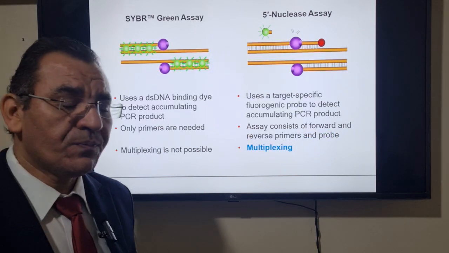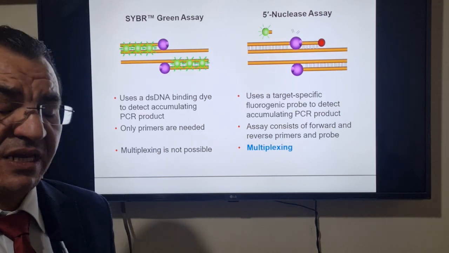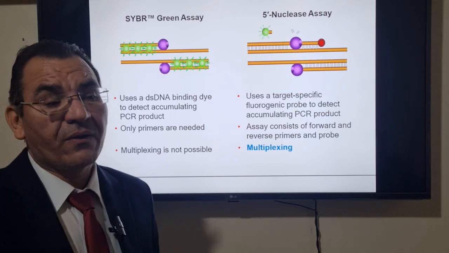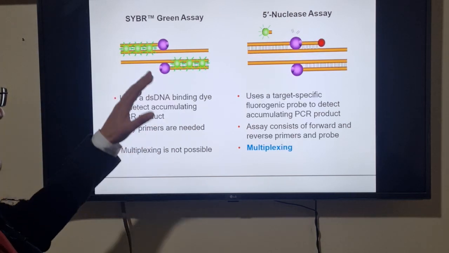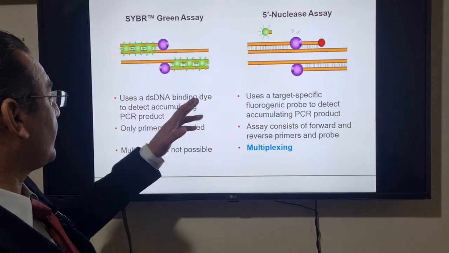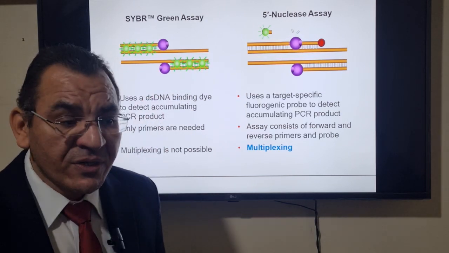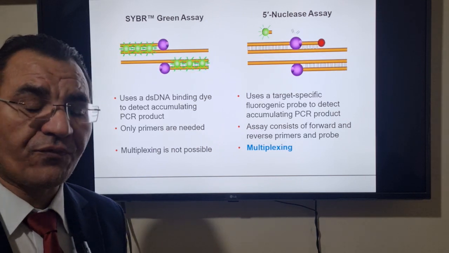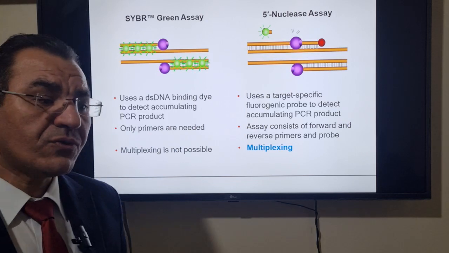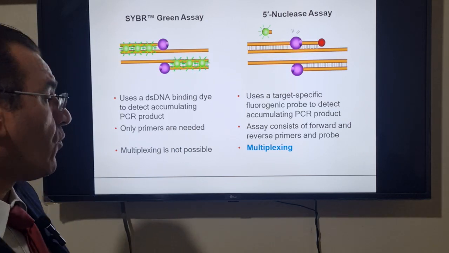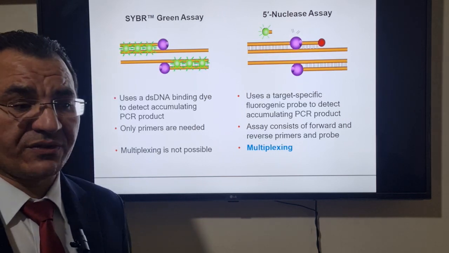Now we will review the two different chemistries behind real-time PCR. They are the most commonly used now for real-time technology. The SYBR Green assay uses a double-stranded DNA binding dye to detect accumulating PCR product. Only primers are needed, and this gives the advantage of an inexpensive technology. But we don't have the ability for multiplexing, to determine different targets simultaneously.